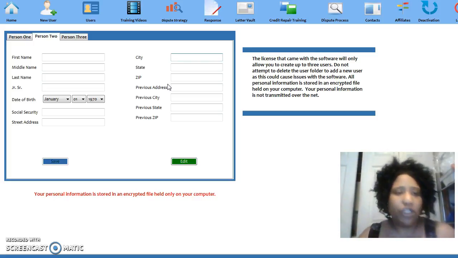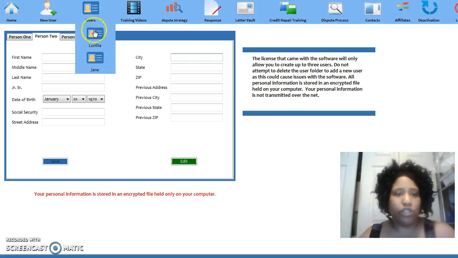So once again, as you have added all your information into the computer, when you go right here into users, as you can see, I have myself in here, but I don't want to share all my personal information. One thing I want to note is you can put up to 3 people in this software. So what I'm going to do is pull up Jane. Jane is a dummy person that I created that is in my household.